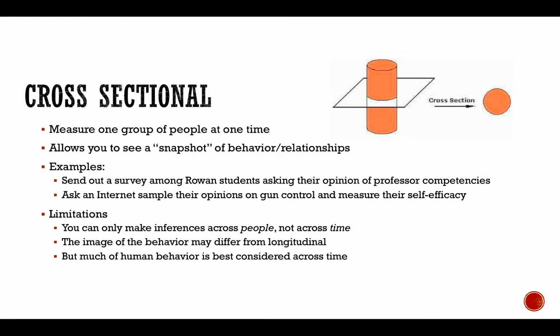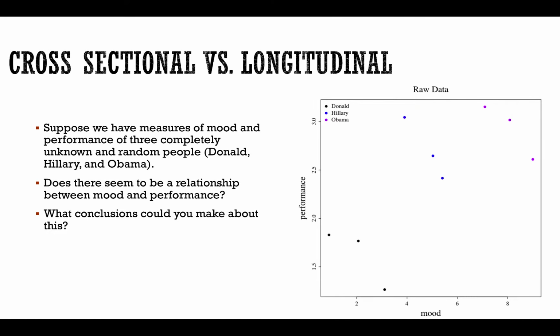So much of human behavior is best considered across time. So here's an example for those of you who have watched my mixed models video. You will recognize this example. Suppose we have measures of mood and performance of 3 completely unknown and random people. Let's just, for fun, call them Donald, Hillary, and Obama. Does there seem to be a relationship between mood and performance? And what conclusions can you make about this?